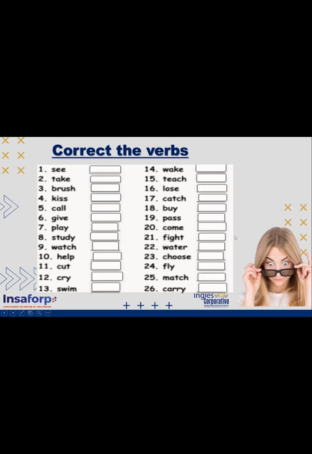Eat a banana in the morning. His question. Does Rhonda eat a banana in the morning? Does Rhonda eat a banana? The third.